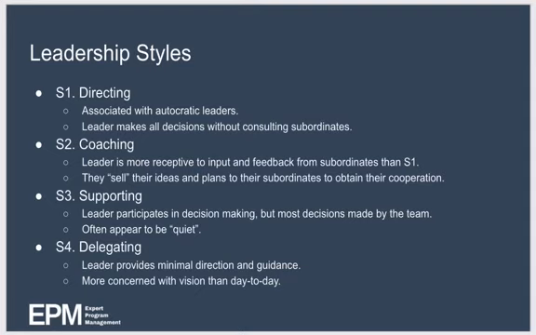So the model proposes that there are four primary leadership styles, and the first is S1, or a directing style of leadership. This style of leadership is associated with autocratic leadership. A directing leader will make all the decisions without consulting subordinates. They will simply inform their team of the decision they have made and expect their team to carry out their instructions. Feedback from the team is discouraged, and the directing leader decides who, what, how, why, and when.